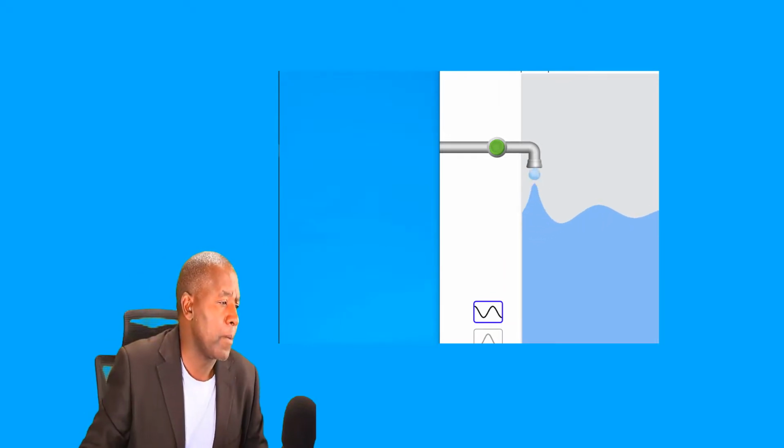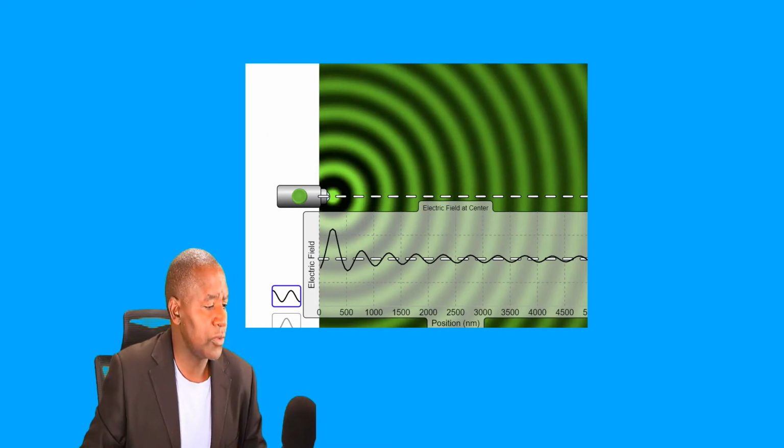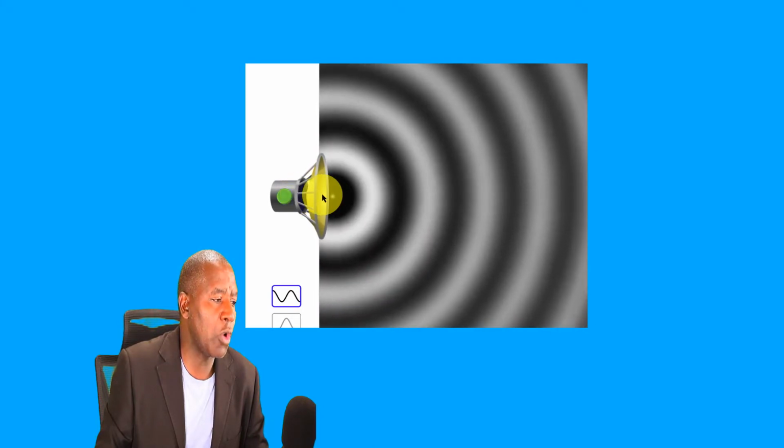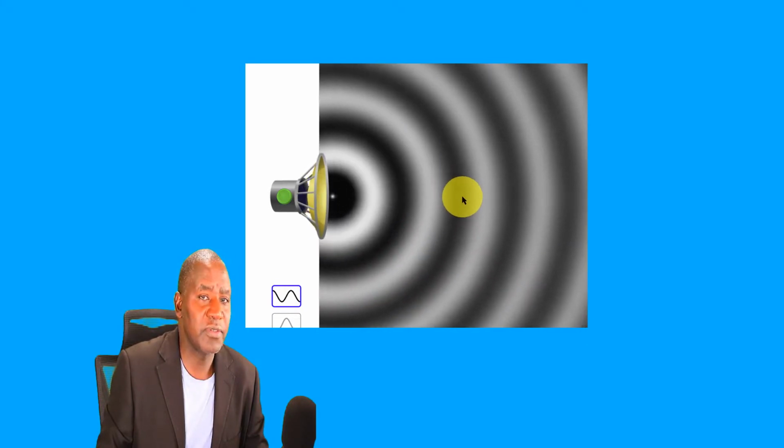Now, let's have a look at another situation here where I have sound waves. For example, this is a loudspeaker, and when the diaphragm moves to and fro, you can see the diaphragm is moving to and fro. It is producing compressions. They are the white lines, and then the dark lines are the rarefactions.